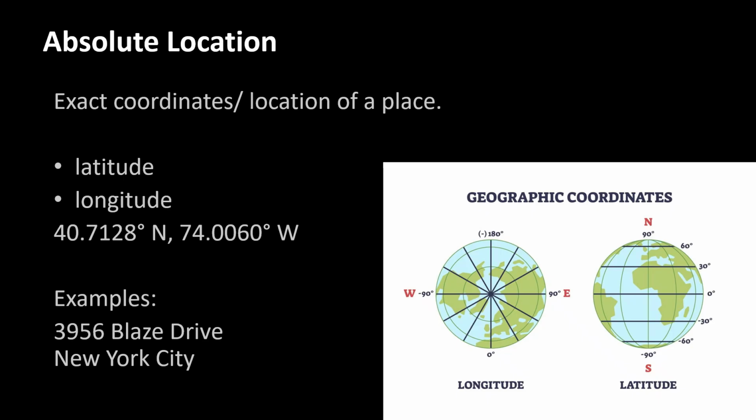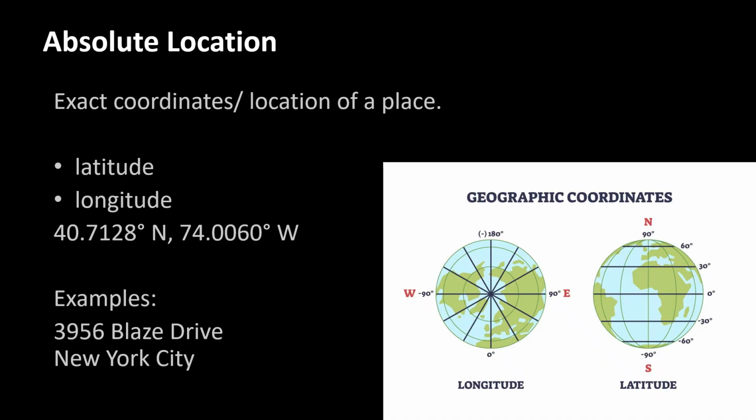Good example of place is absolute location. We use exact coordinates or a specific location of a place. With exact coordinates, we're talking latitude and longitude. They use coordinates. 40.7128 degrees north by 74.0060 degrees west is a specific place on Earth.